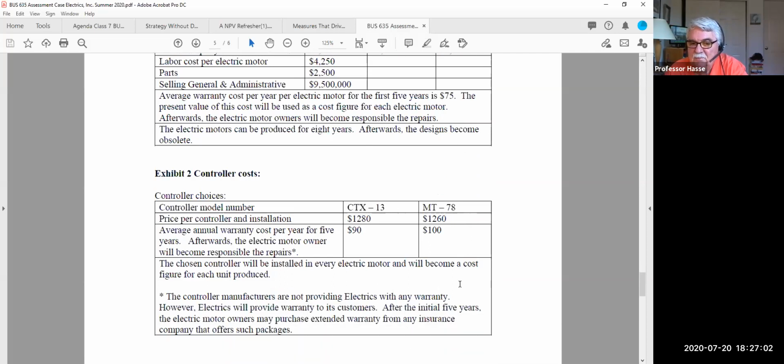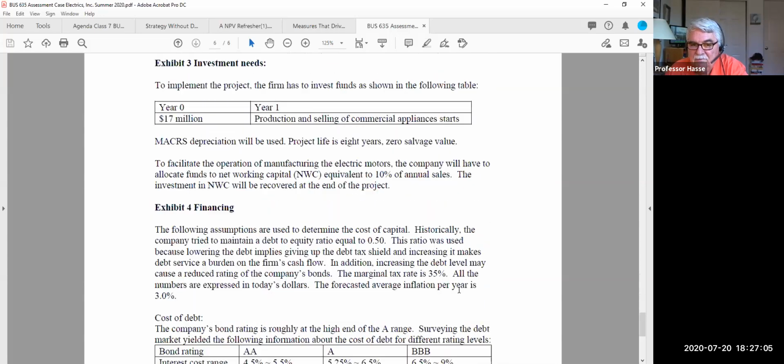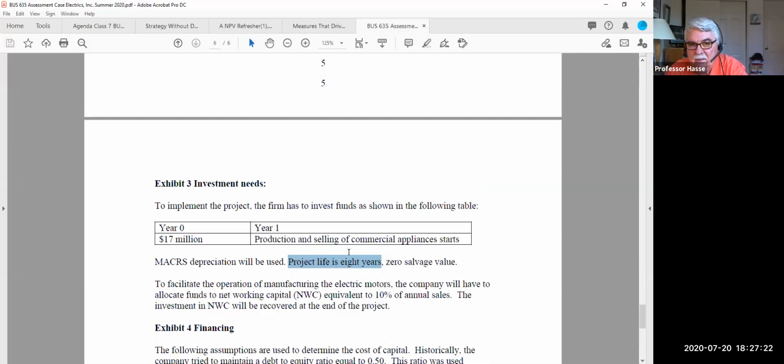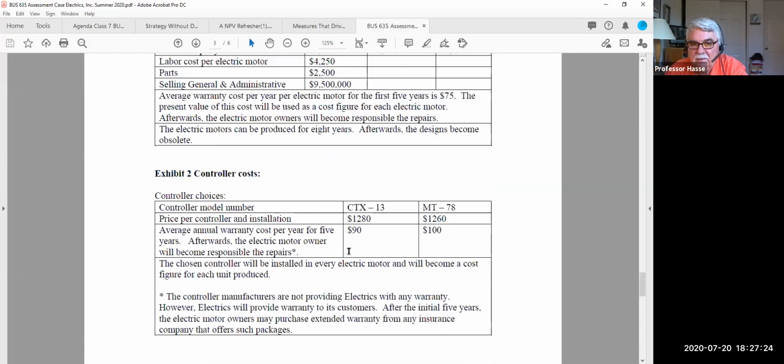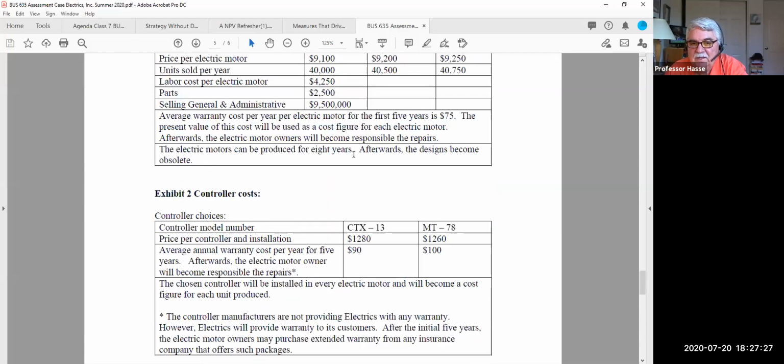Every product produced every year for 8 years has a 5-year warranty. I'll say that one more time. If you produce a product in year 1, it has a 5-year warranty. You produce a product in year 8, it has a 5-year warranty. Wait a minute, Mr. Hassey. If it's only an 8-year project and I produce it in year 8, the cost is going to go out beyond the 8 years.